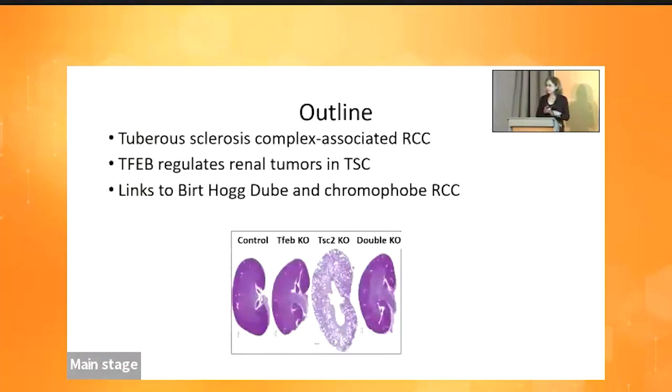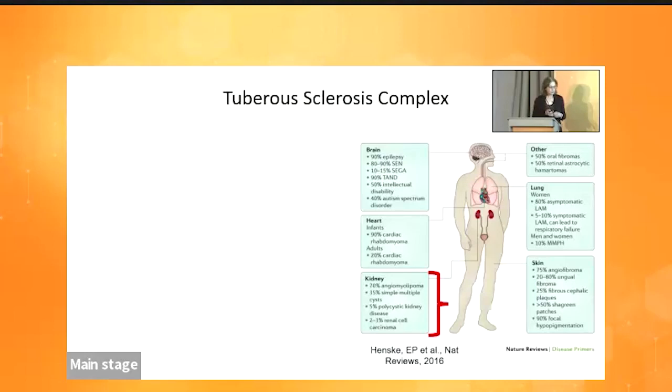So I'm going to tell you about three things today. First, a little bit about tuberous sclerosis associated renal cell carcinoma. Secondly, about how TFEB is very important in the pathogenesis of renal tumors in TSC, and we think also the therapy. And then lastly, some links to Birt-Hogg-Dubé syndrome and chromophobe kidney cancer. So tuberous sclerosis affects almost every organ in the body, but my lab is especially interested in the lung manifestation, LAM, and in the kidney tumors.